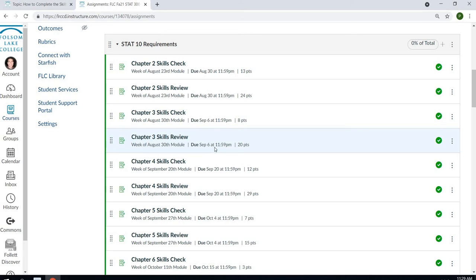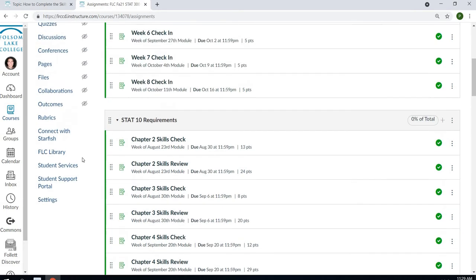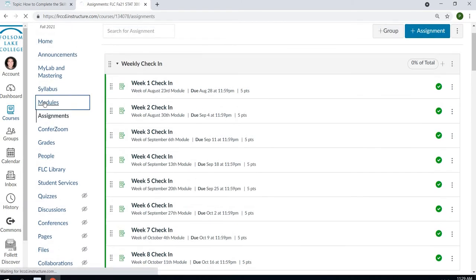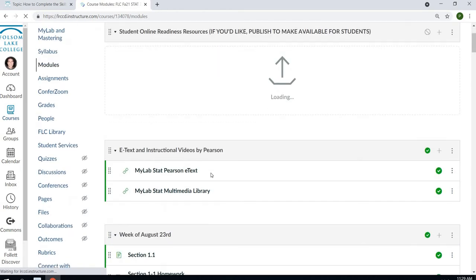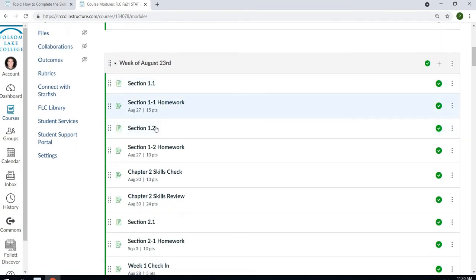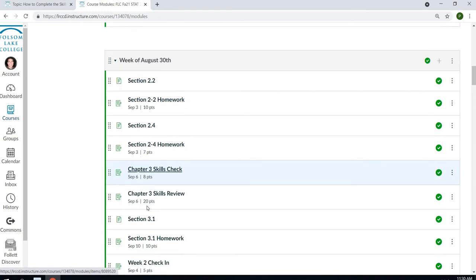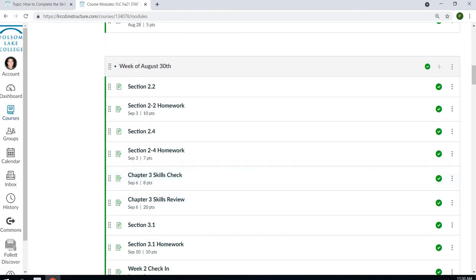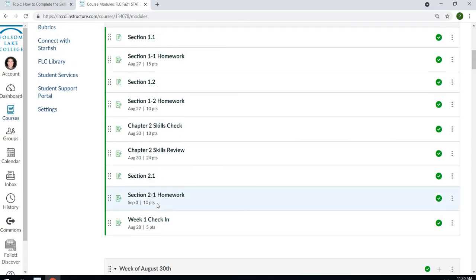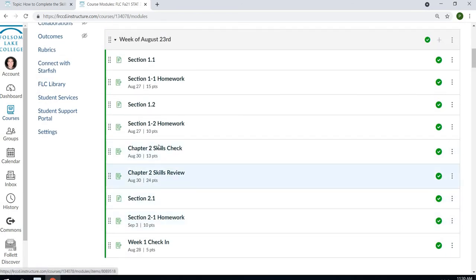This is a great way to access them, but another good way to access them is in the modules. You can see during our first week of class, we're going to be starting Chapter 1, and there's some associated homework due by August 27th. Then I put the Chapter 2 skills review right at the beginning of Chapter 2, and the Chapter 3 right at the beginning of Chapter 3. Notice their due dates are a little bit out, right? Because you need time to do them. But this is also a good way to do the skills checks and reviews as well.